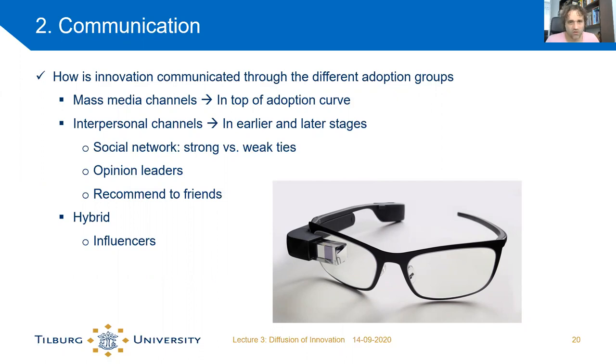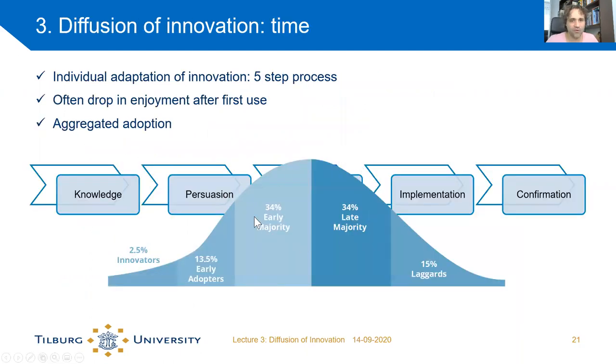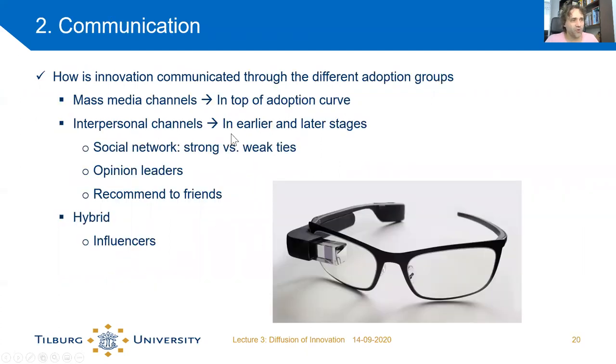But in short, communication is about how you can convince people in the different stages of the adoption process to adopt an innovation. And Rogers argues that mass media channels are mostly useful in the top of the adoption curve, so here, for the early and late majority. And he says interpersonal channels are more useful in the earlier and later stages of the adoption.